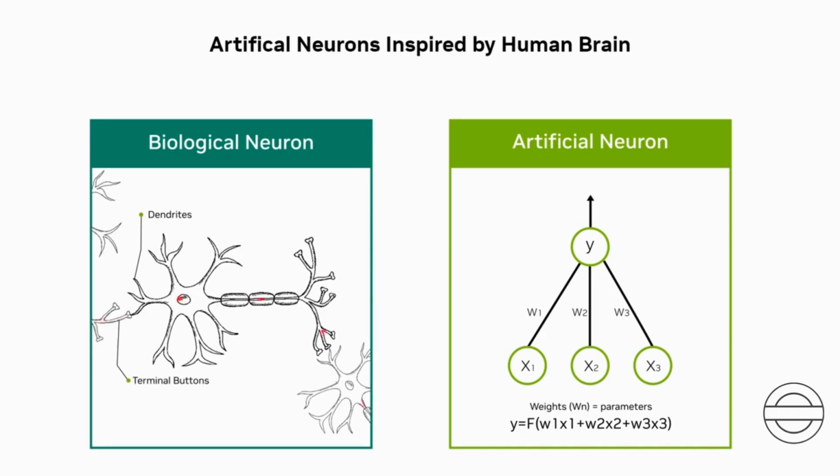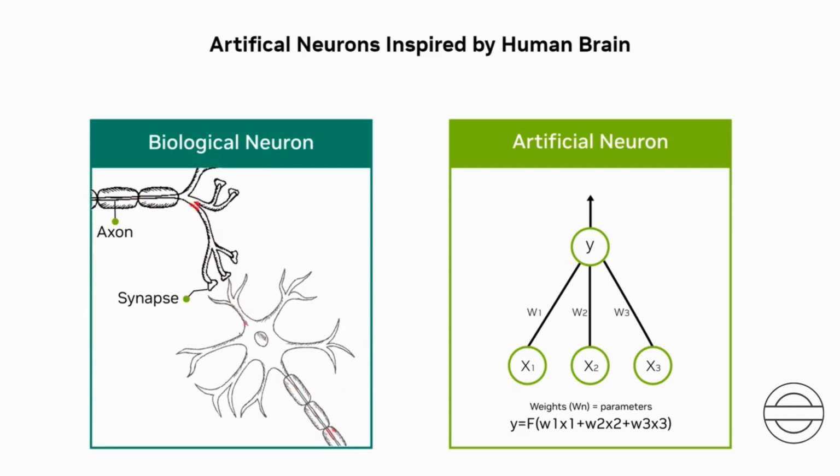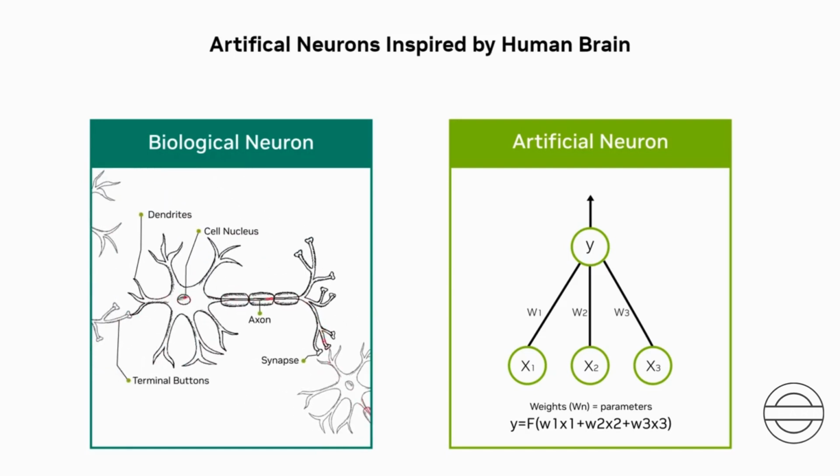These signals are then sent to the cell nucleus for some processing magic. After that, the electrical impulse zips along a longer branch called the axon, making its way to the synapse. The synapse acts as a bridge, passing the impulse to the dendrites of another neuron. It's like a relay race of information, creating a complex neural network in the human brain. As you can tell from the on-screen animation, artificial neurons are fundamentally inspired by the workings of biological neurons.